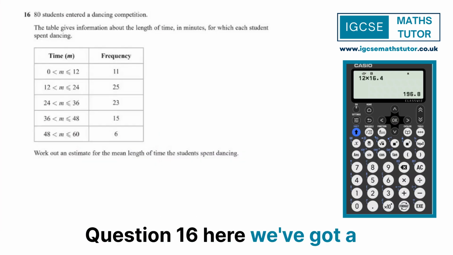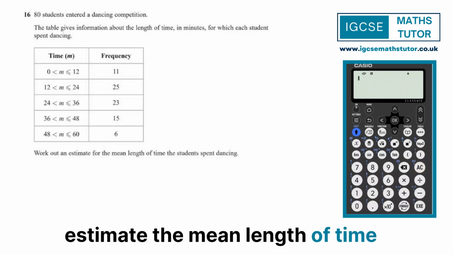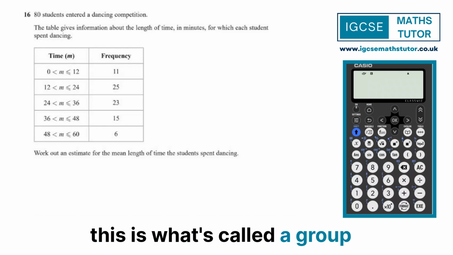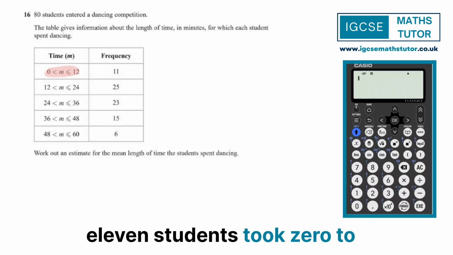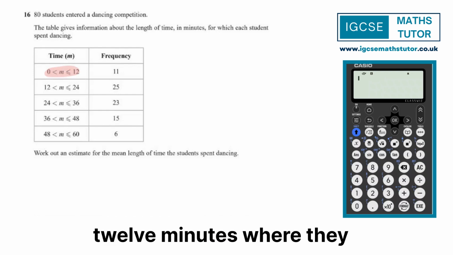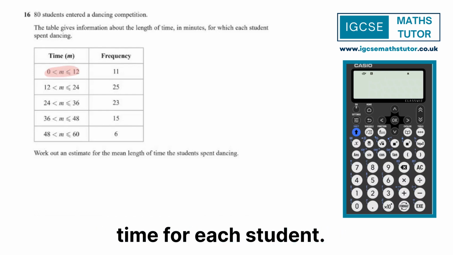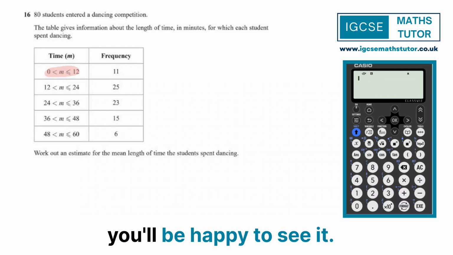Question 16 here, we've got a table where we're being asked to estimate the mean length of time students spent dancing. Now, first off, this is what's called a group table. So 11 students took 0 to 12 minutes where they were dancing for. So we don't have a specific time for each student. This is a learnable question. If you do enough of these, you'll be happy to see it.